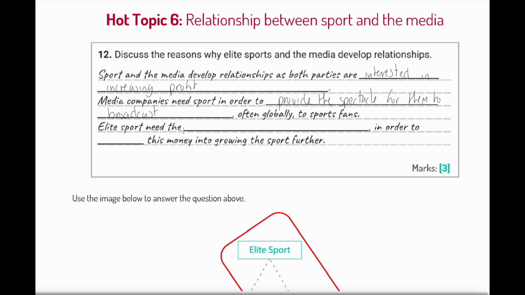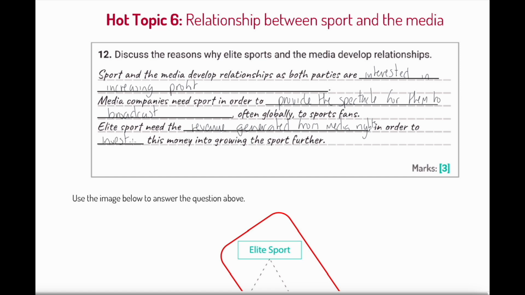Elite sports, what do they need? They need the revenue generated from media rights. And what are they going to do with that money? So obviously the media company is going to pay the sport, right? The Premier League, the promoter of a boxing match, whatever. In order to what? They're going to use it to invest.